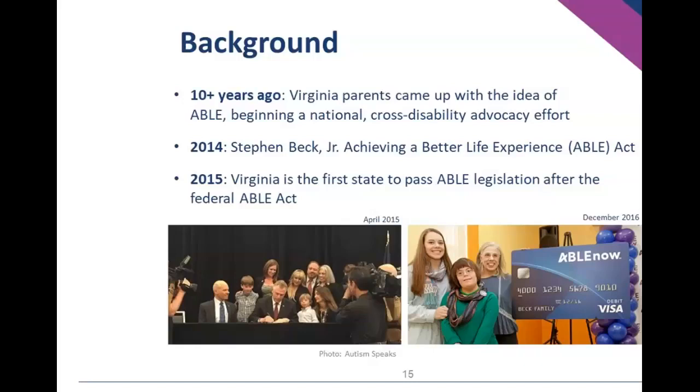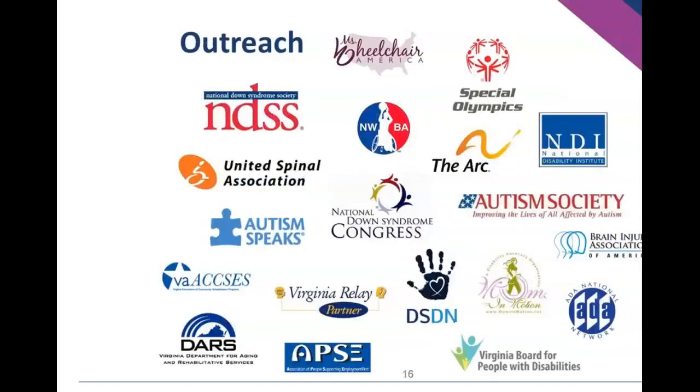In 2015, Virginia became the first state in the country to pass ABLE legislation after the federal ABLE statute. This state legislation authorized development of Virginia's ABLE programs. For the development of ABLEnow, we worked with disability advocates and potential customers to understand what the community wanted in an ABLE savings program. Today, we continue to partner with these organizations you see on this slide and many more to share information about ABLE accounts.